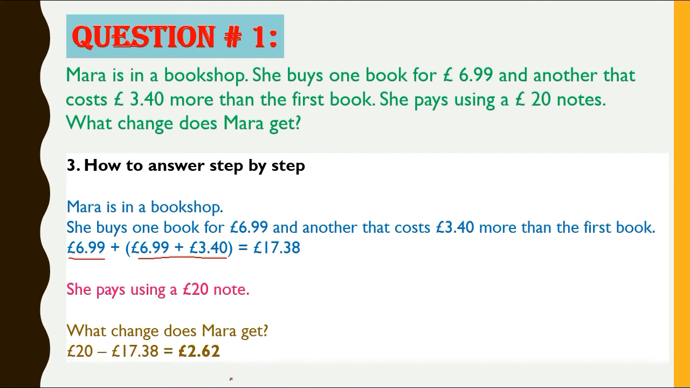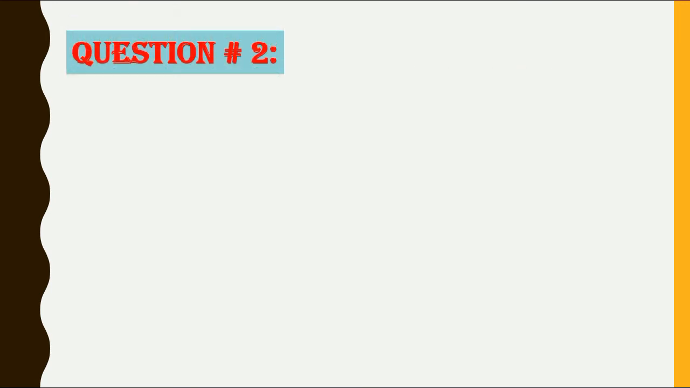So how many operations have we used in this question? We have added the decimal point. We have also added the cost of the two books, and in order to find the change we have subtracted the values here. So in total, 3 operations we have used in this question. Now question number 2.